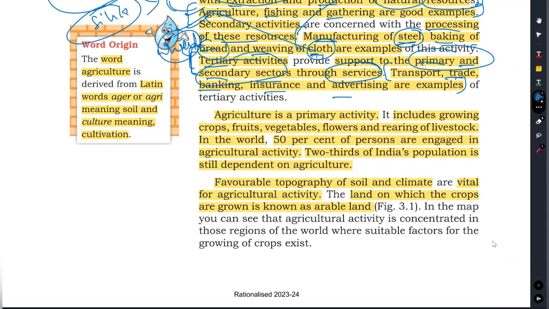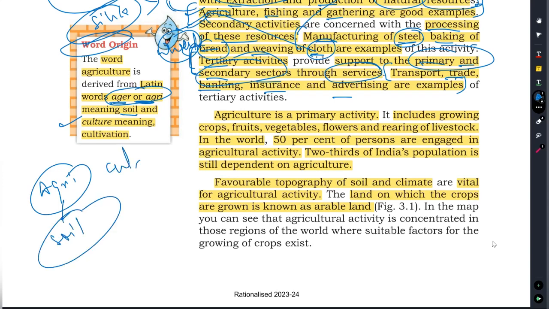Let us see what is agriculture. The origin of the word agriculture is derived from the Latin word ager or agri, which means soil. It is a Latin word which means soil, and culture means cultivation. Cultivation in the soil is known as agriculture. This is the basic term.